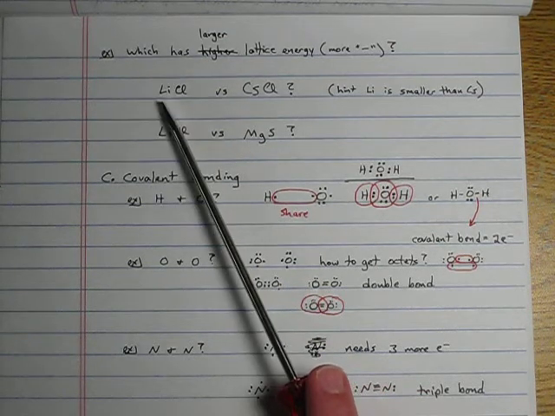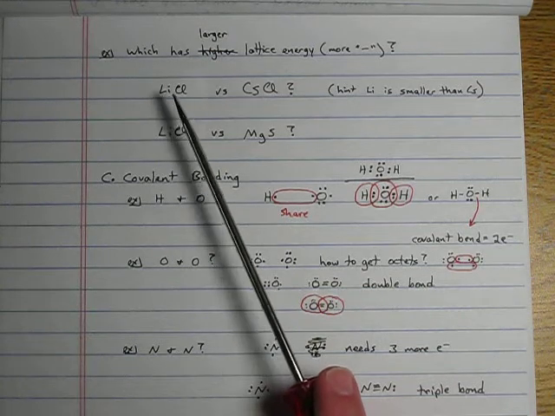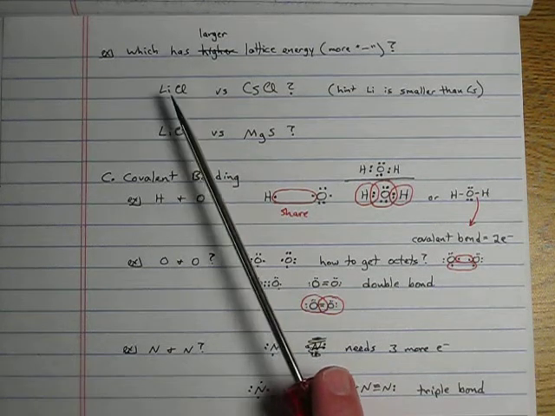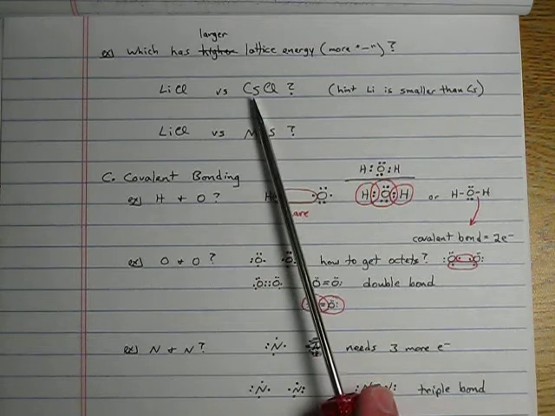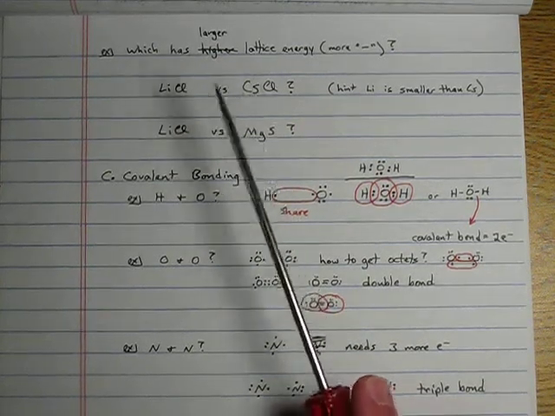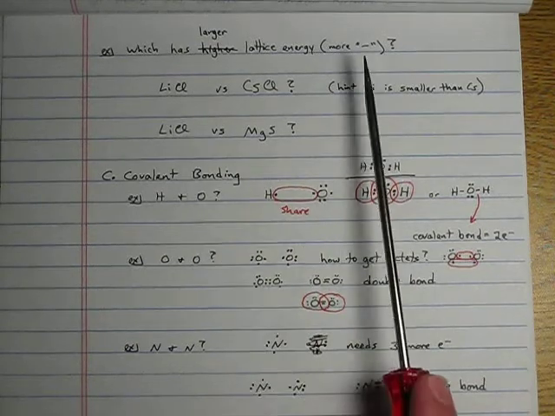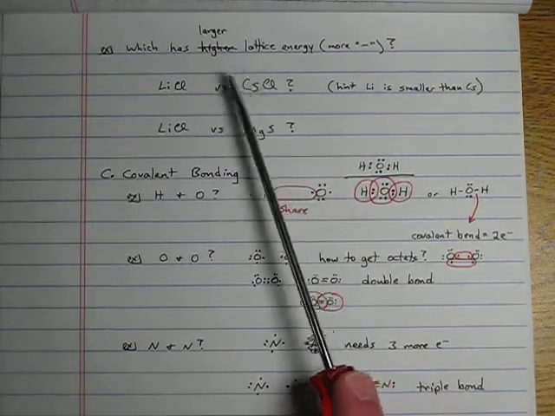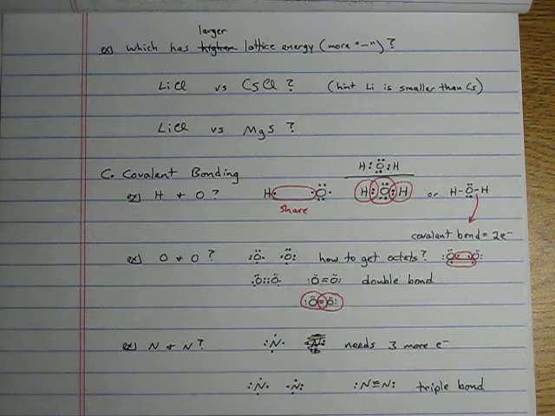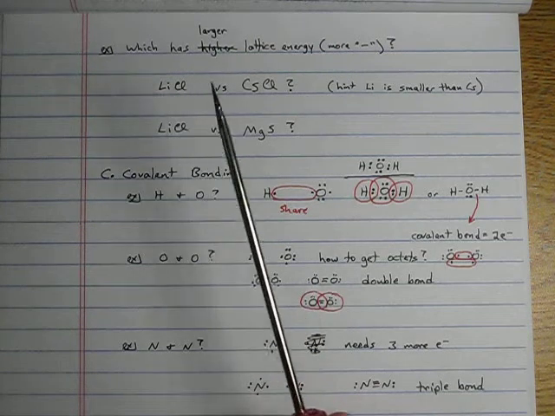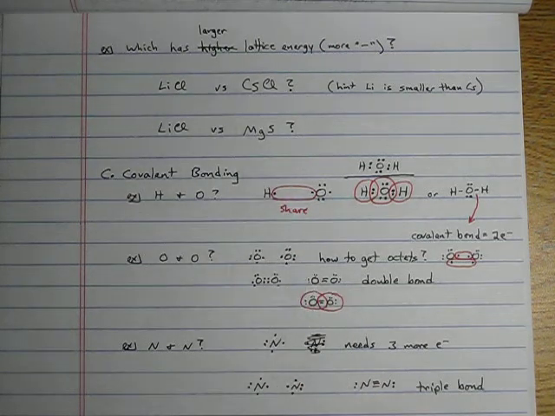Lithium with the smaller +1 ion is going to be more attracted to the chloride than cesium with the large +1 ion, due to the size. So in this example here, lithium chloride has the more negative lattice energy. We call it the larger lattice energy. Lithium chloride solid is more stable than cesium chloride solid.